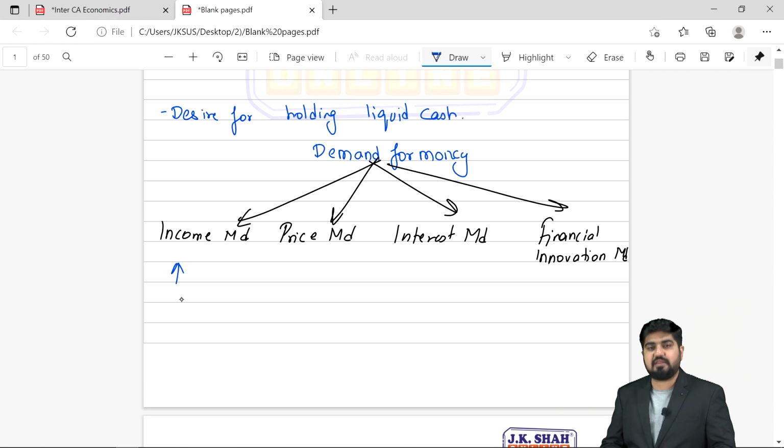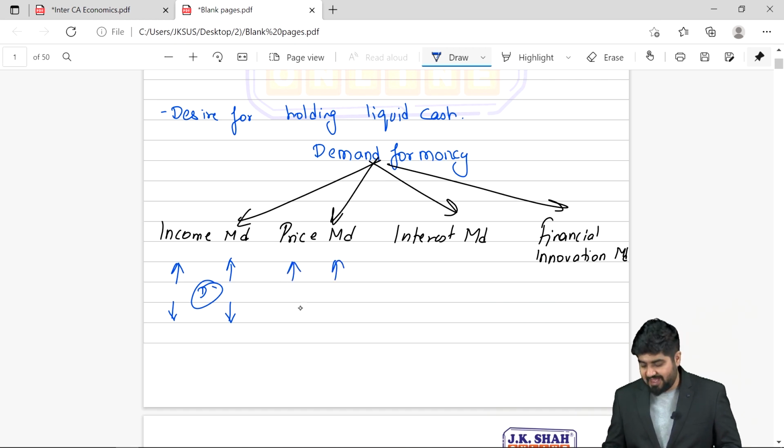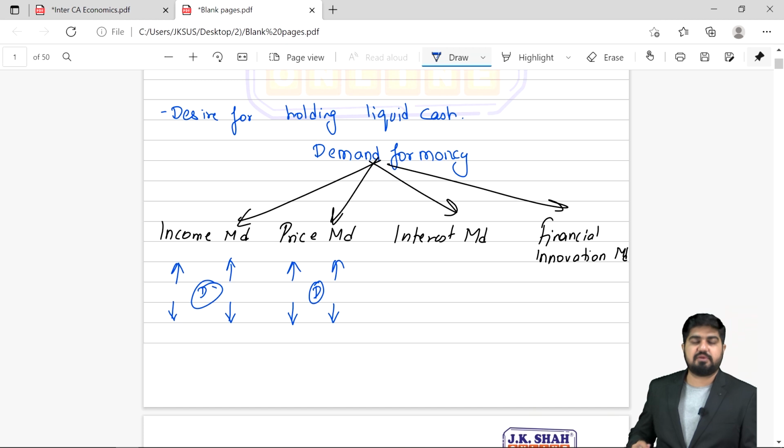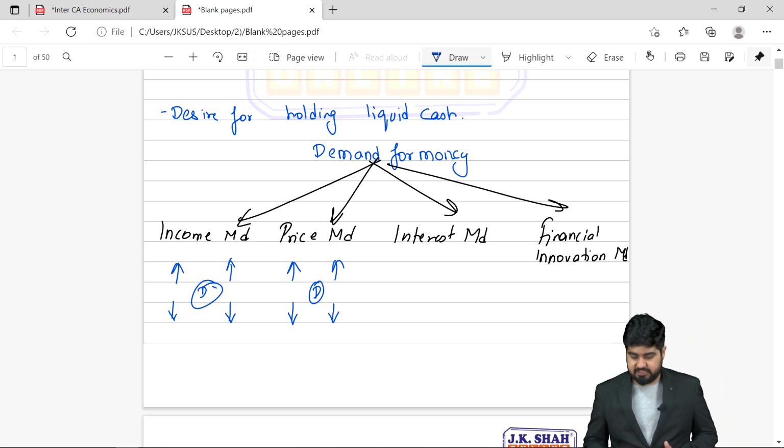Okay, so let's begin. Now, income and demand for money. Let's suppose the income is high: a rich person will definitely have a higher demand for money and a poor person will have a lower demand for money. So there is a direct relationship between income and demand for money. Similarly, friends, when I talk about price, if the price is high, demand for money will also be high. If the price is low, the demand for money will also be low. That means again there is a direct relationship between price and demand for money.